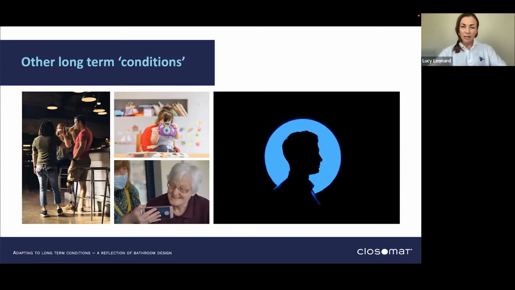And then finally, just thinking about things like brain injury, mental health problems, and other cognitive issues that, again, would be classed for me as a long-term condition, but may not necessarily fit that Department of Health definition. So I think it's really important as occupational therapists that what we see as a long-term condition might be slightly different from any definition that we might come across.